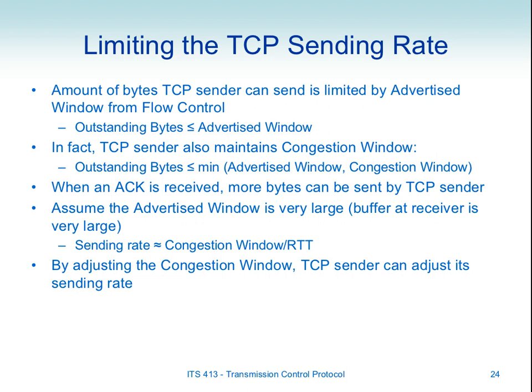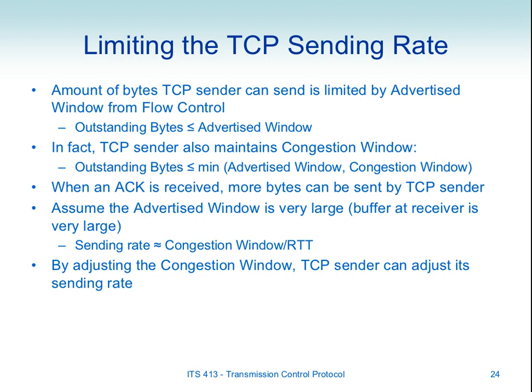Advertised window is controlled by the destination. How is the congestion window controlled? Well, we have a congestion control algorithm that modifies that variable. Our sending rate is still approximately the window size divided by round trip time, where the window, let's say, is the minimum of these two values, advertised and congestion window.